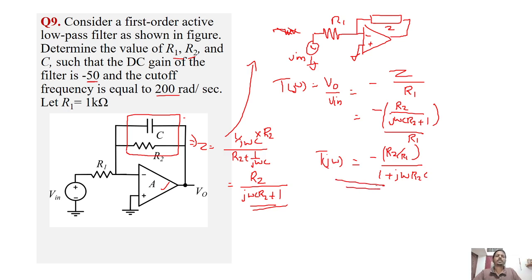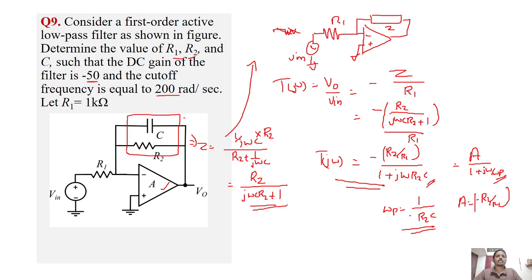This is the transfer function of the active low pass filter. It is a low pass filter, right? It is similar to the general equation A by 1 plus j omega by omega p. So what is the cutoff frequency here? Omega p is equal to 1 by R2C. And what is the gain here? Gain A is minus R2 by R1. This is the DC gain. We know it's an inverting amplifier, so the DC gain of an inverting amplifier is minus R2 by R1, and the cutoff frequency is 1 by R2C.